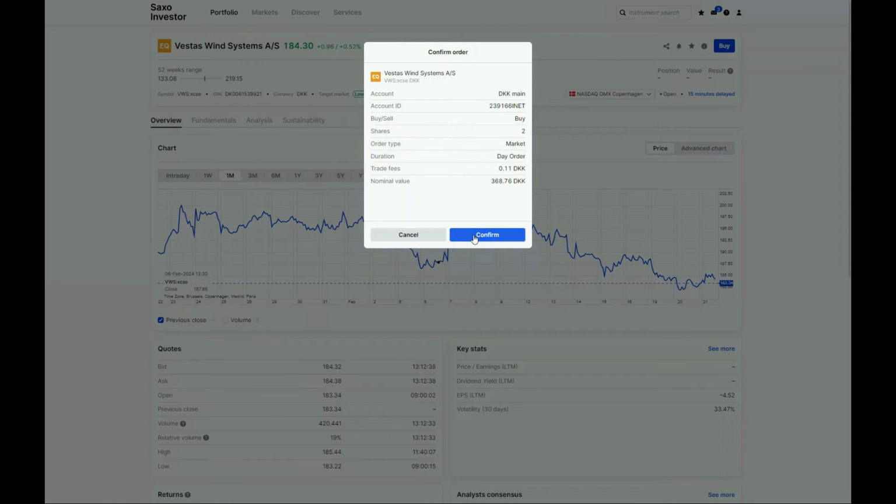And if I confirm it, now there should be 2 notifications in the top right corner. Market order placed and a market order confirmation.